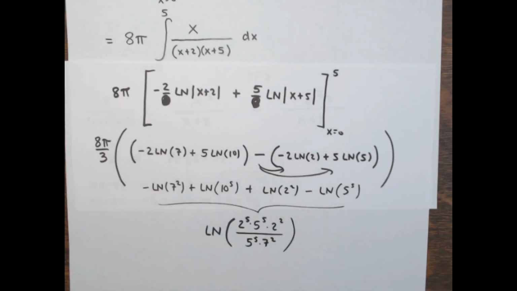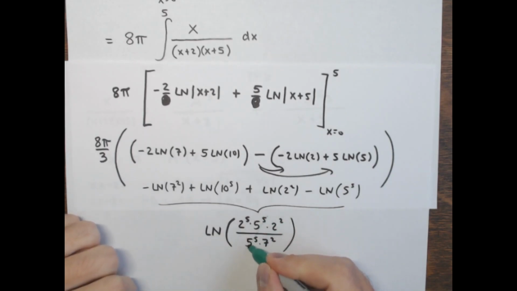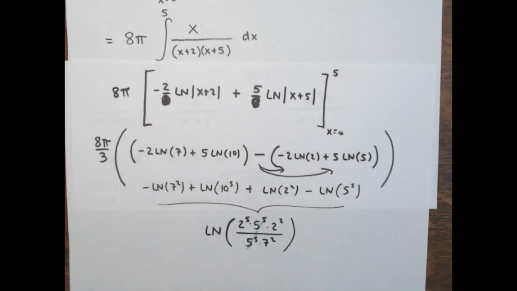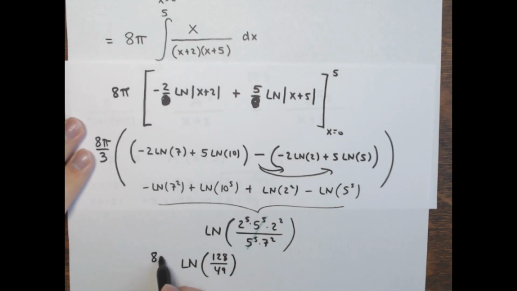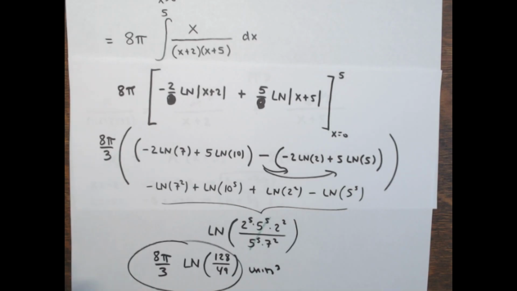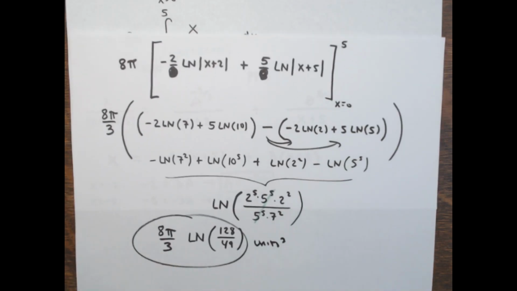So the 5 to the 5ths would go away. And I'm left with 2 to the 7th, which I know 2 to the 5th is 32, so 64, 128 over 49. This is the natural log of 128 49ths, all that put together. And then don't forget the 8 pi over 3 outside. And this would be cubic units, right? The volume.